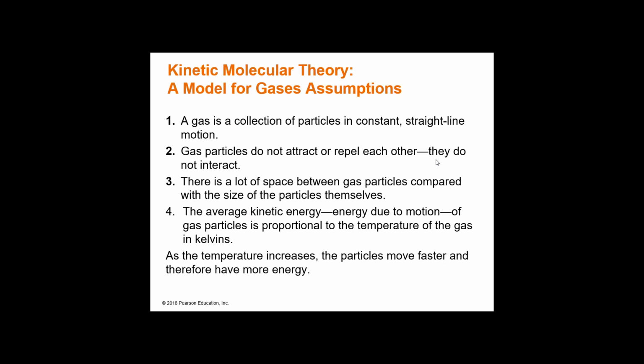This is from another of my classes. A gas is a collection of particles in constant straight line motion. Gas particles do not attract or repel each other. They do not interact. There's a lot of space between particles compared with the size of the particles themselves. And the average kinetic energy. Now this is average. What that means is that, remember, average means there's some above and some below. So the average kinetic energy of all the molecules in a certain space, the energy due to the gas particles, is proportional to the temperature in Kelvin.